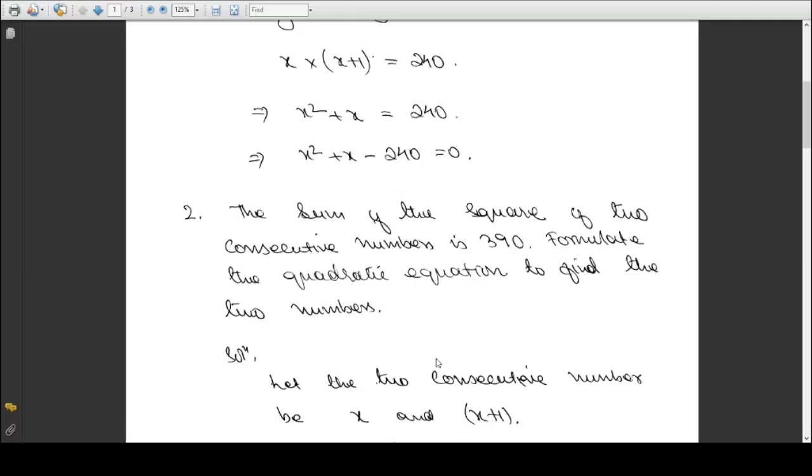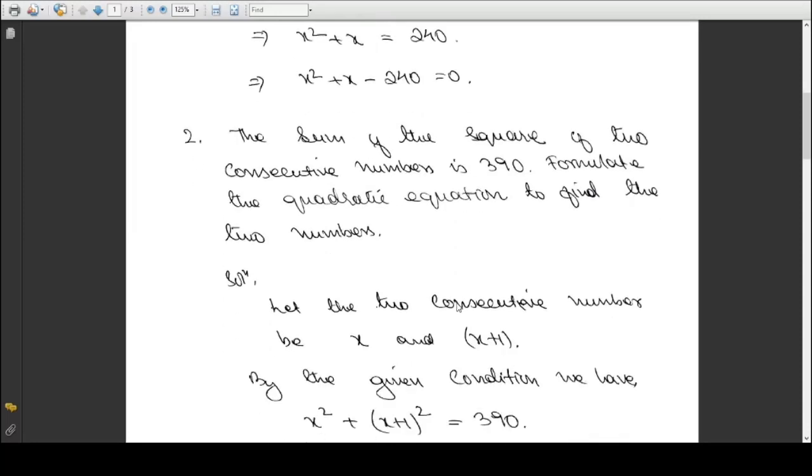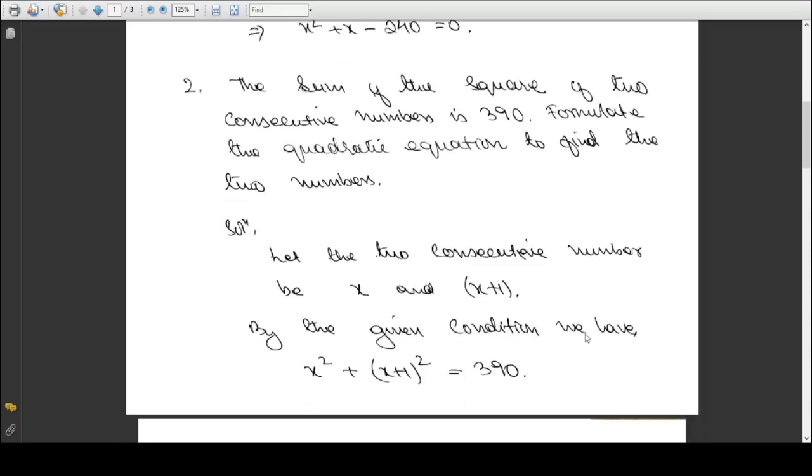Now look for the condition. What is given? The sum of the squares. Sum means you have to add. Square means the square of each of these numbers. That means by the condition we have the sum of the squares. The square of x is x squared. The square of x plus 1 is x plus 1 squared. Add them together to give us 390, isn't it? That is the condition given in the problem.